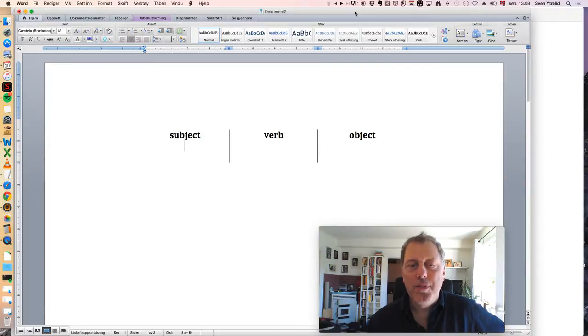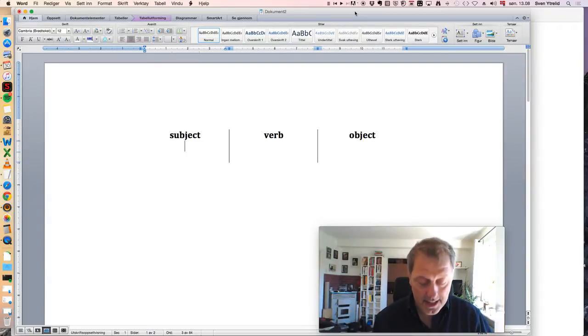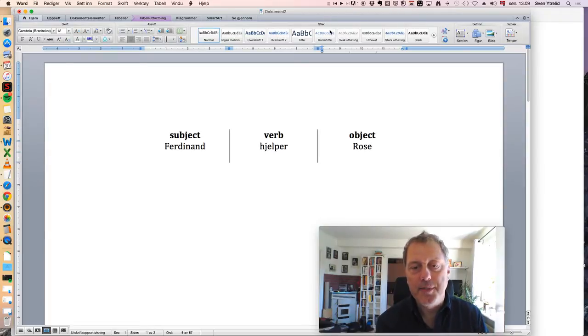And we already know this because I have showed it to you many times, but we can imagine a sentence like this. Ferdinand hjelper Rose. Now, as we all know, the verb is here, hjelper. And Ferdinand is the subject, as I have also been telling you before. Ferdinand is the subject. He is the one who is helping Rose, and Rose here is the object.